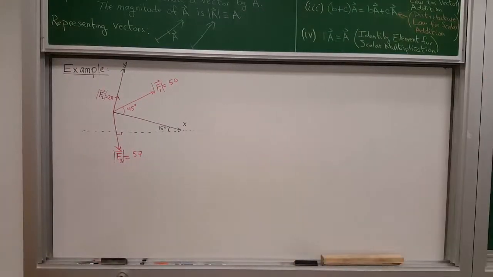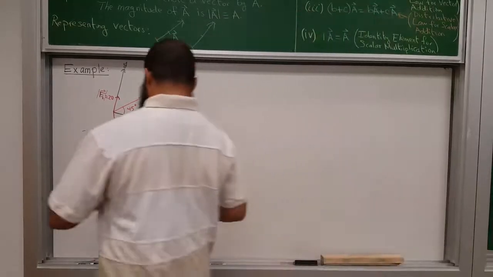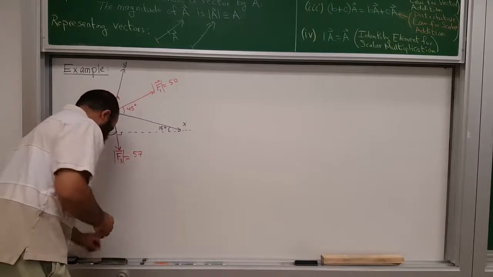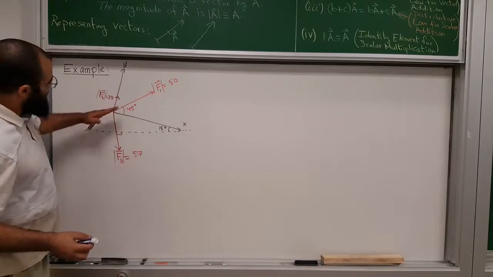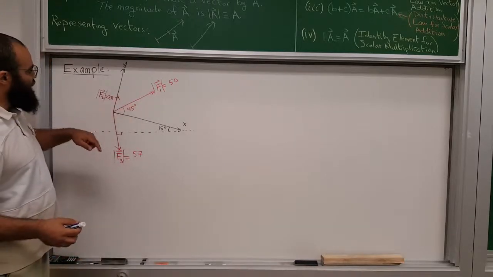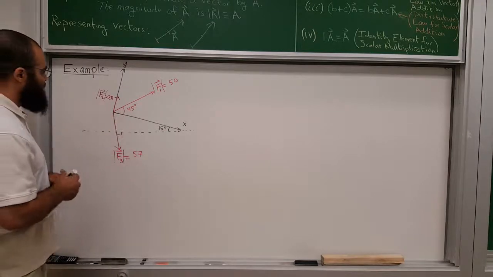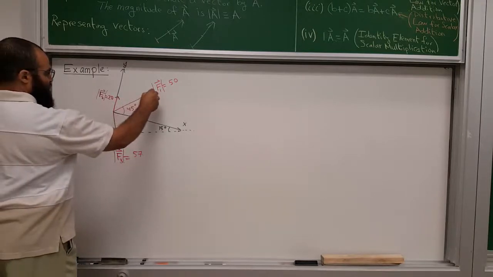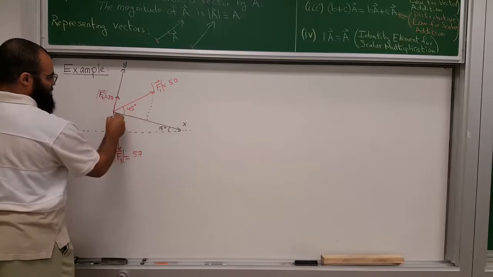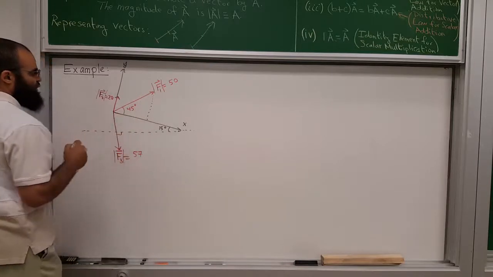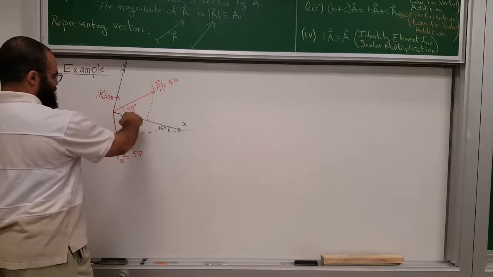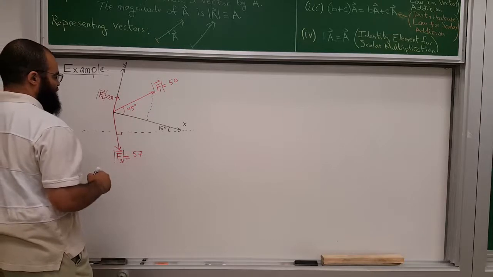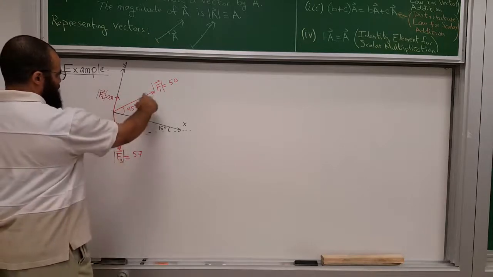Okay, so let me get my calculator. So first of all, F1 is in this direction, and I want to break F1 into an X and a Y component. So the X component of F1 is this. I'm going to call it F1x. It's the adjacent, so it will be the magnitude of F1 times the cosine of 45 degrees. I'm talking about this little triangle here.